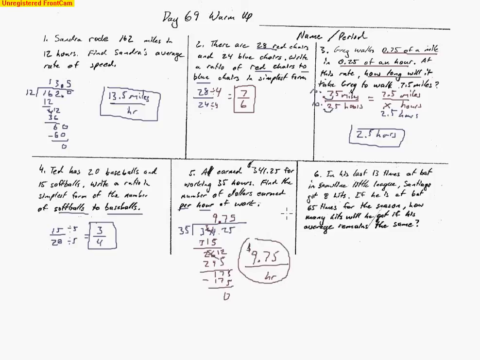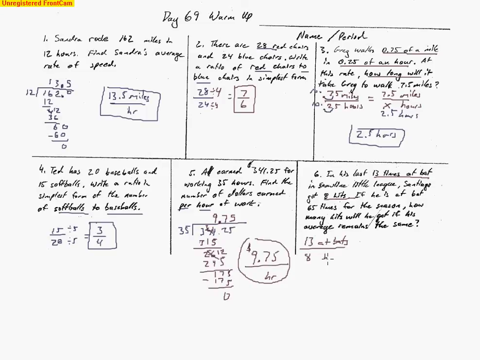Well, here it says, in his last 13 times at bat in Snowline Little League, Santiago got 8 hits. And then if he is at bat 65 times for the season, how many hits will he get if his average remains the same? So it's a proportion we're setting up. So 13 times at bat. So let's do 13 at bats over, and then he got 8 hits.